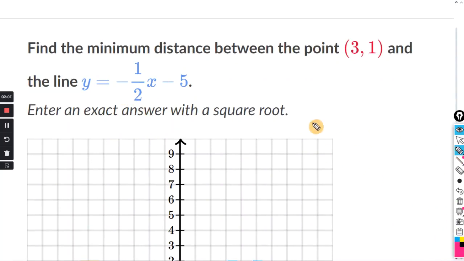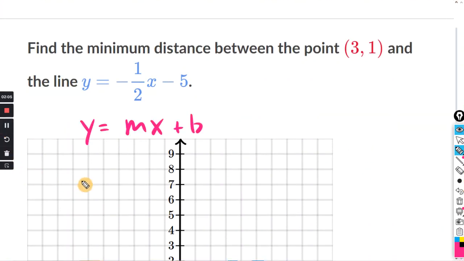Recall that the standard line equation is y equals mx plus b, where the letter m represents the slope. So if the equation is in that form, just look for the number that's times x, and you can see right here, we have the negative 1/2 times the x. So the slope equals negative 1/2.